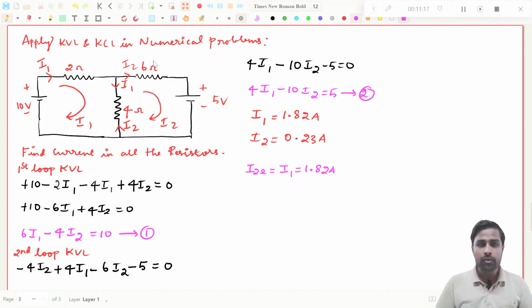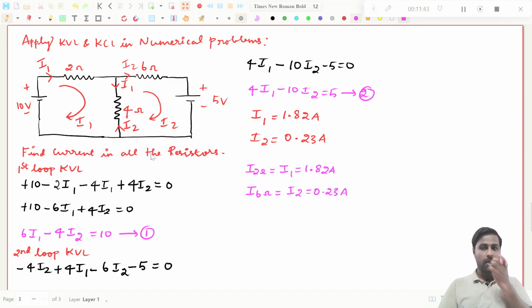Now you come to this 6 ohm resistor. There is no connection between the 6 ohm resistor and loop 1. It is only connected in the second loop. So you can easily write that I through the 6 ohm resistor will be I2. That is nothing but 0.23 amperes, right?